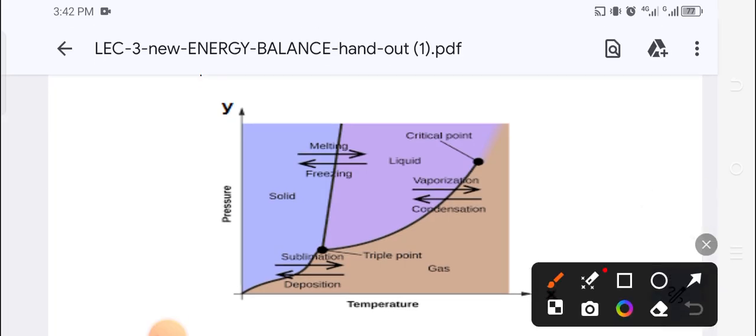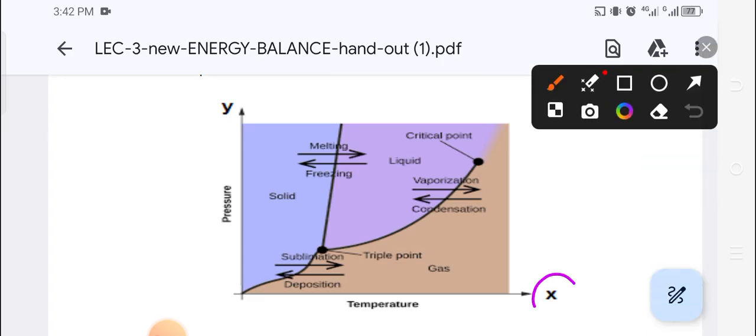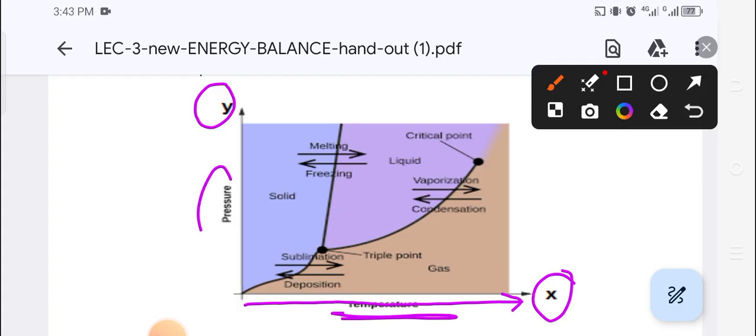So you have on the x-axis. So x-axis is the temperature. So more likely as you go to the right, temperature is increasing. So on the y-axis, on the other hand, you have here your pressure. And as you go up, the pressure also increases.